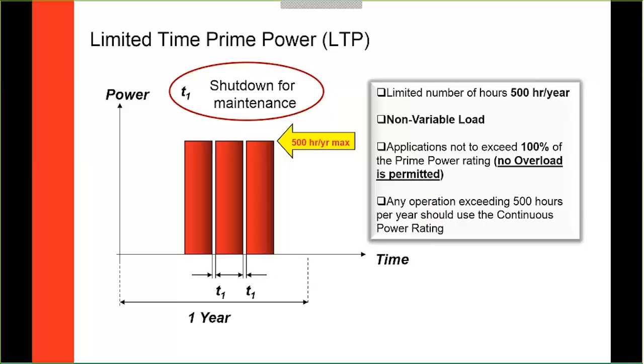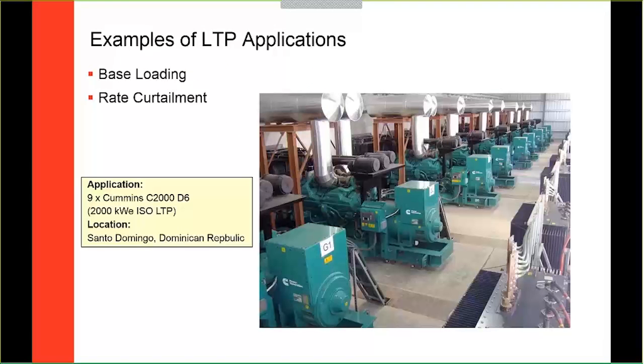so a constant load at up to 500 hours per year, and up to a 100% load factor. It's really expecting to be running flat out for that period of time when it is running. Again, this could be something like peaking or even rate curtailment, could even be grid support in some situations. So you can see a couple of different examples of limited time prime applications here.